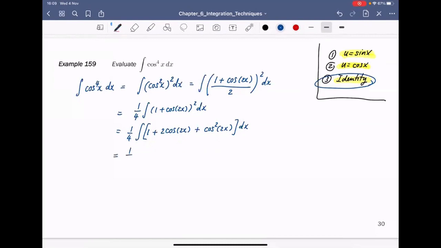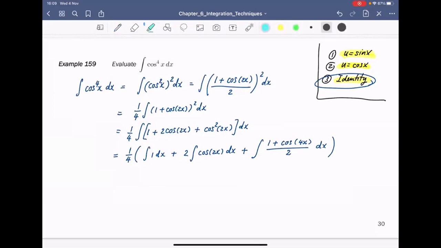So we're going to do a quarter times the integral of 1 dx. Well, this is a simple one. Plus 2 times the integral of cosine 2x dx. And then plus the integral of cosine squared 2x dx. We're going to use identities one more time. This is going to be (1 + cosine 4x) over 2 dx.